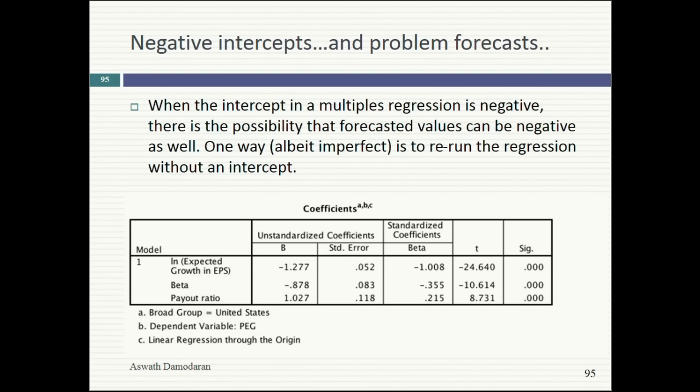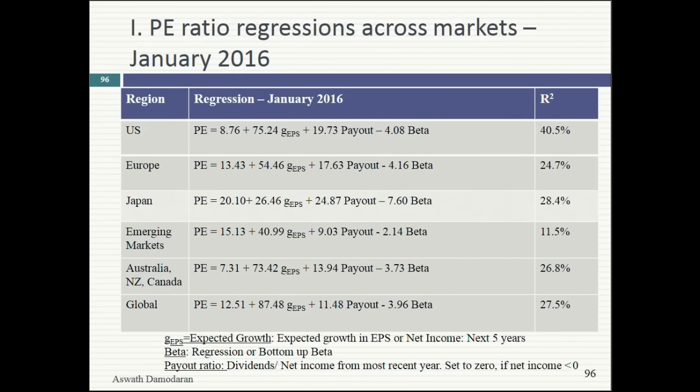So with every multiple, I run the regression. If the intercept is a big negative number, I rerun it without the intercept so I can get more reasonable predictions. And that's the number I would use then to get my predicted PEG ratio for a company. So by now, I've done enough market regressions. You can get a sense. I don't want to go through each one. But I run these regressions across the US, then I do Europe, then I do Japan, because I have the data in front of me.